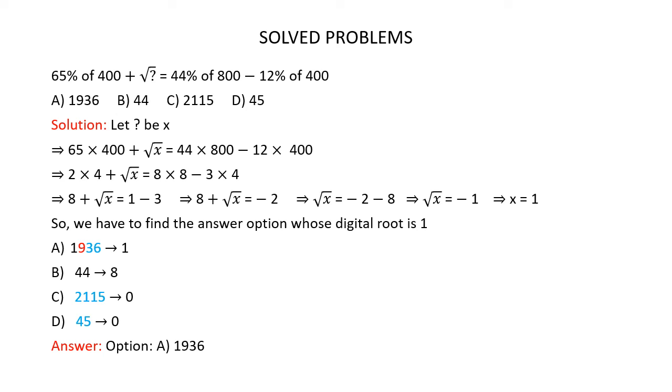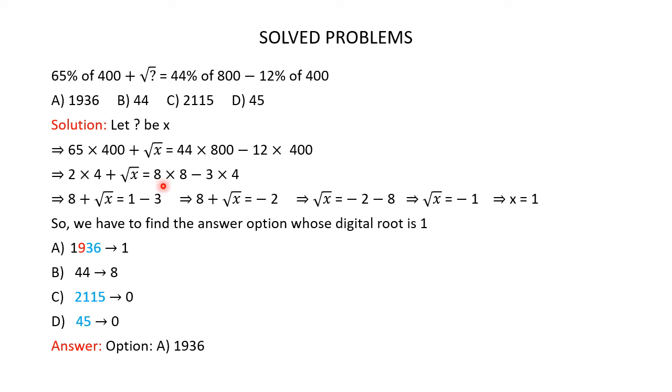8 is the digital root of 800. 1 plus 2 is 3, so 3 is the digital root here. And 4 is the digital root here. So now you have 2 multiplied by 4 plus square root of x is equal to 8 multiplied by 8 minus 3 multiplied by 4. 2 multiplied by 4 is 8. 8 multiplied by 8 is 64, and 6 plus 4 is 10, and 1 plus 0 is 1.